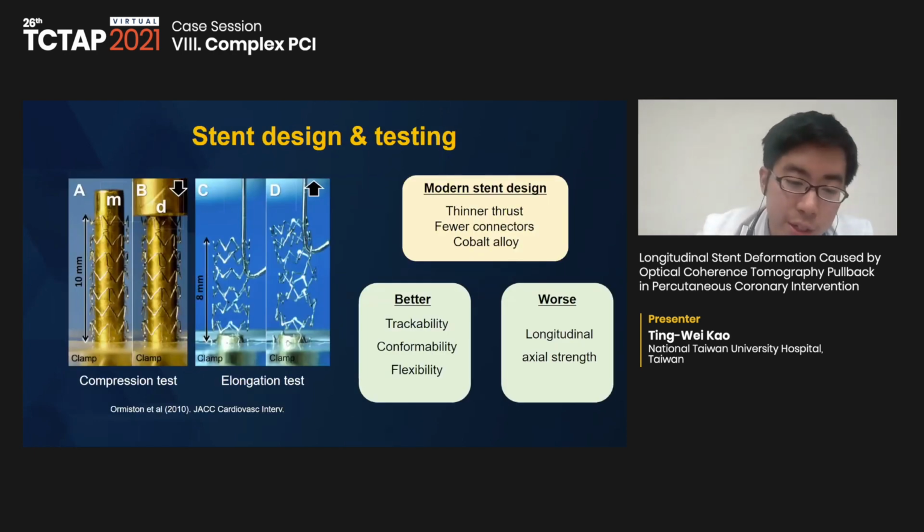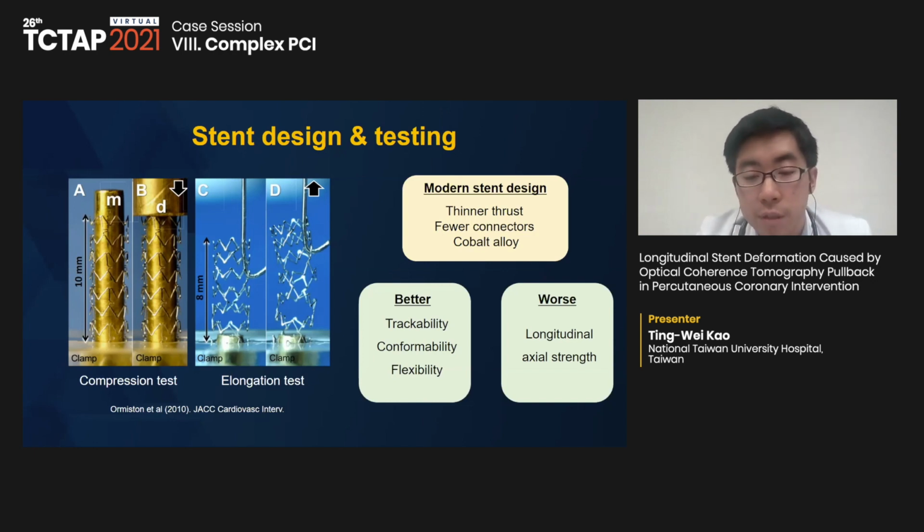The construction of the stent technically determines its resistance to external pressure. The rigidity of the stent is dependent on the quantity and mechanical profile of the connectors that chain the individual components as a whole. From the manufacturer's viewpoint, the strength of the stent is challenged by standardized compression and elongation protocols during the fabrication process. Nowadays, modern balloon-expandable stents are composed of thinner struts, fewer connectors, and cobalt-chromium alloy, thereby enhancing trackability, conformability, and flexibility, at the expense of compromised longitudinal axial strength.